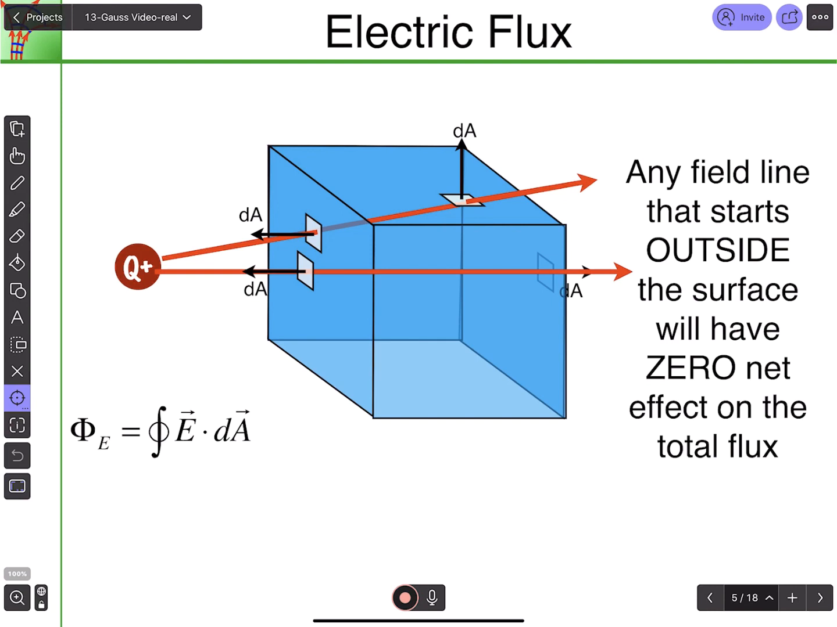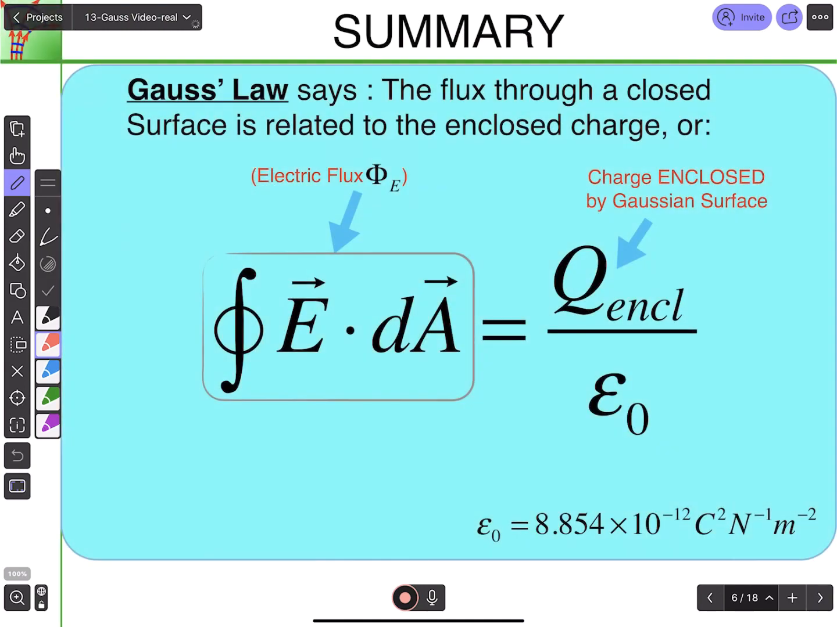And when the charge is outside, every electric field line that enters also exits. Overall, all the negative flux from when it enters is canceled out by the positive flux when it exits. And so the net flux when there's no charge inside it is 0. So the amount of electric flux through a closed surface is directly proportional to how much charge is enclosed. And that leads to our statement of Gauss's law.